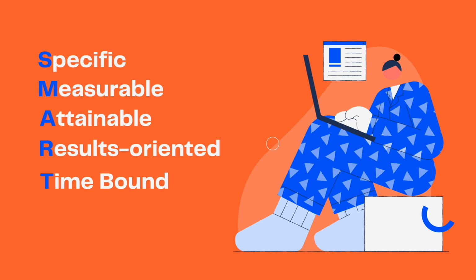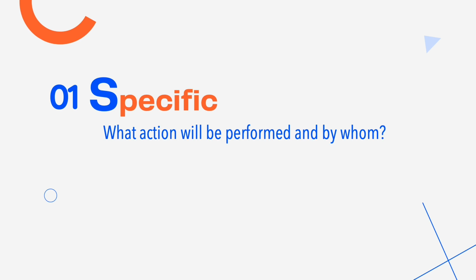Let's start first with the letter S, which is specific. We can ask this question while writing our objectives: What action will be performed and by whom? Good learning objectives break down a broad topic into manageable components, and they are explicit about the desired outcomes related to these components. So if your lesson is all about fractions, you need to break this topic into many topics so that for that specific time and day, you can achieve that topic.